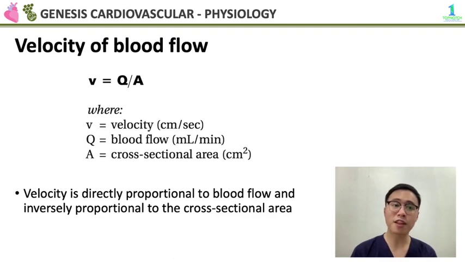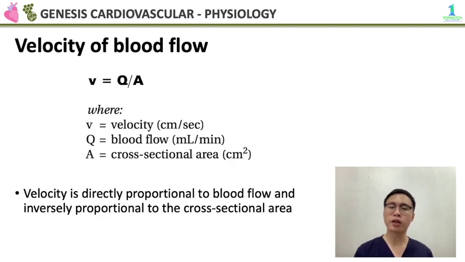So first off, we have velocity of blood flow. So this is explained by the formula V equals Q over A, wherein V is the velocity equal to the Q, the blood flow, over the cross-sectional area. So what does this formula imply? So basically, ano ba yung essence niya? It's trying to tell us that the velocity is of course directly proportional to the blood flow and inversely proportional to the cross-sectional area of the blood vessel.